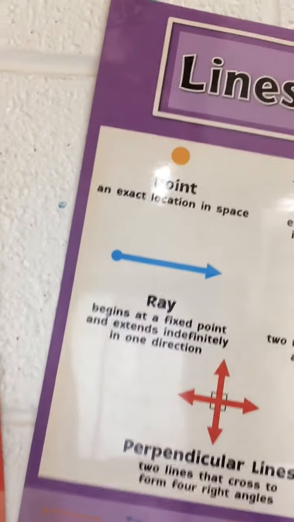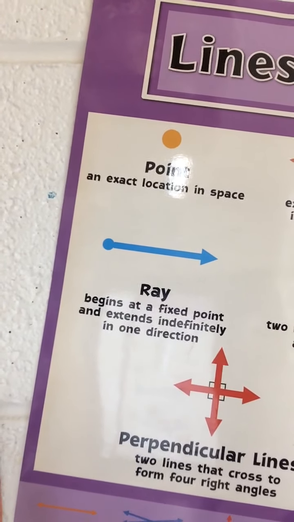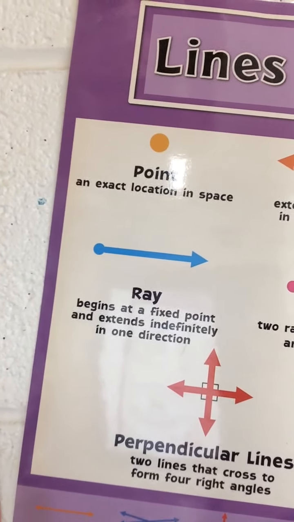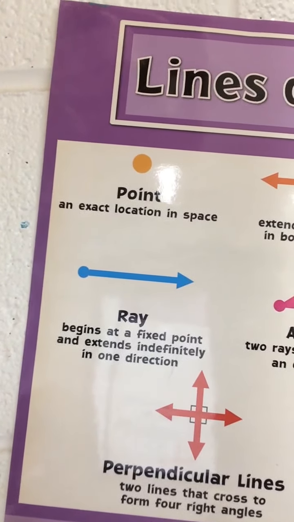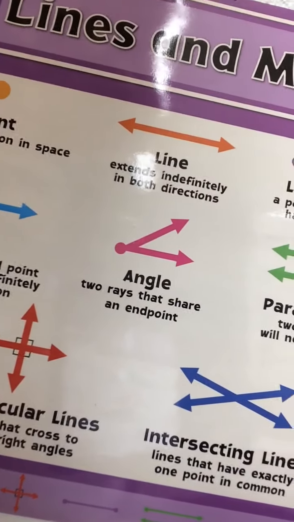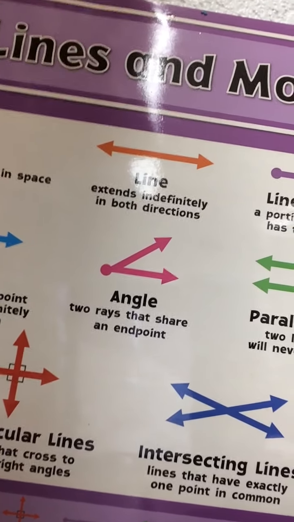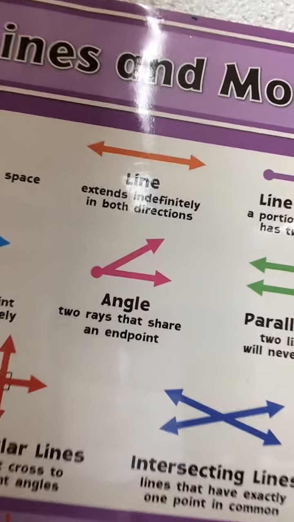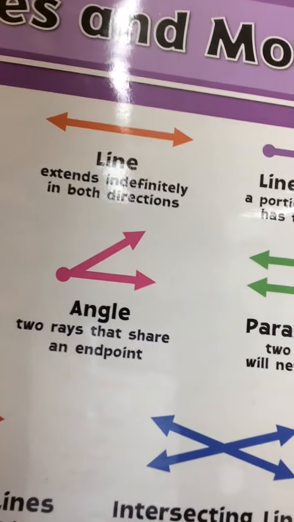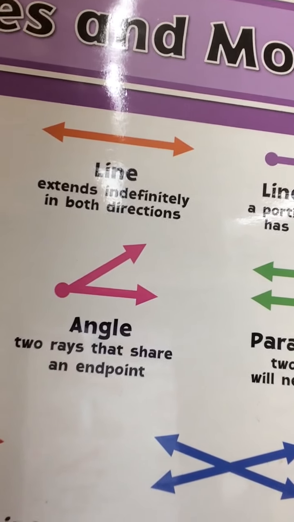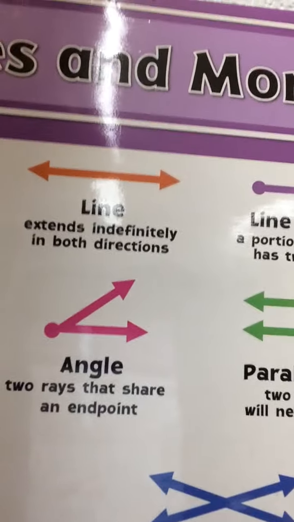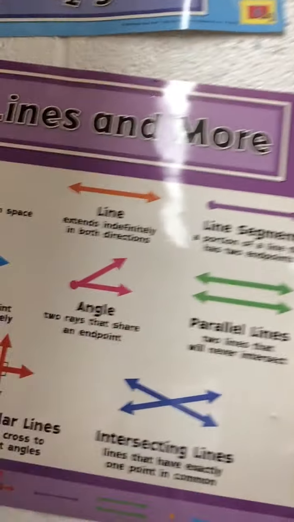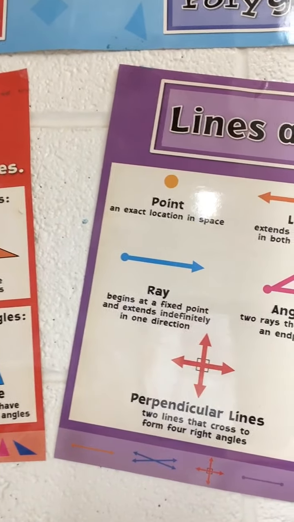A ray begins at a fixed point, but it extends indefinitely in the other direction. A ray can face either way. Okay, angles are made up of rays. They share the endpoint, which shows that the lines then continue on in those directions. Okay, so a line never ends. A line segment is just a section of the line, 2 endpoints, and the ray has one endpoint with the arrow.